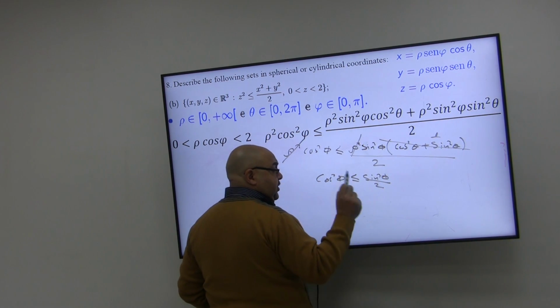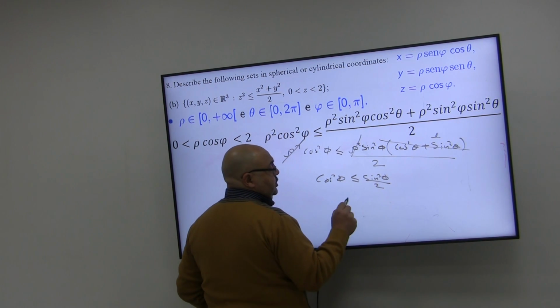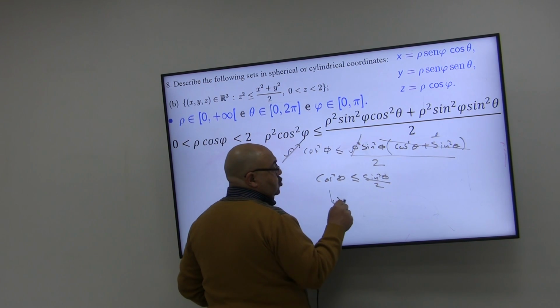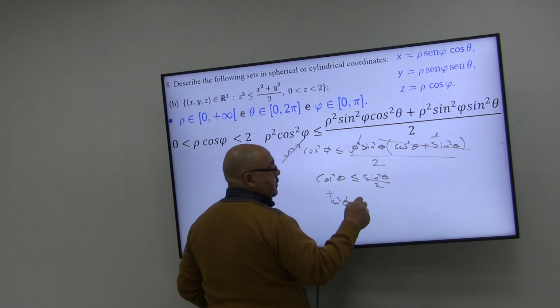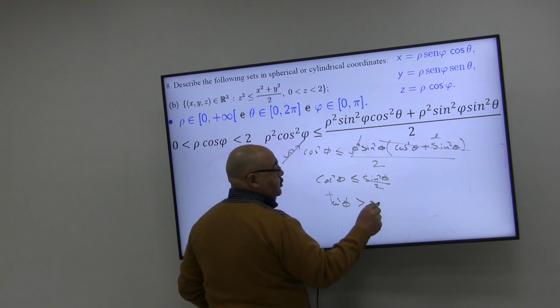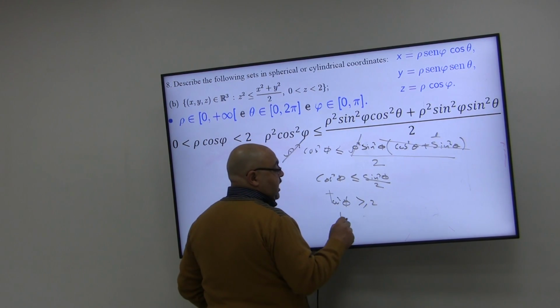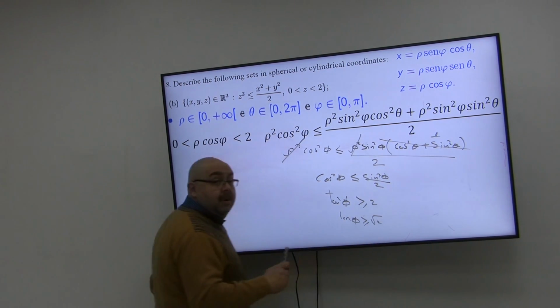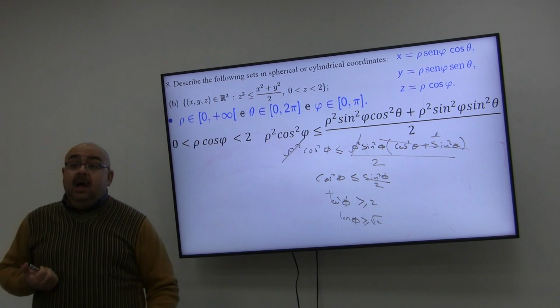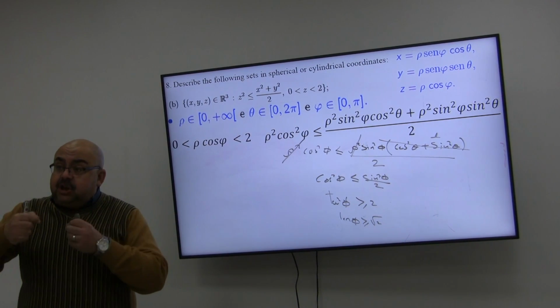I think I can get to tan square phi is greater than or equal to 2, which means I have tan phi, which is greater than or equal to root 2. Am I right? That's the derivation step by step.